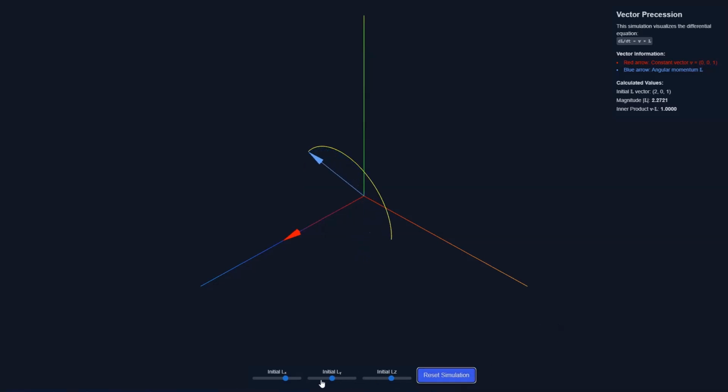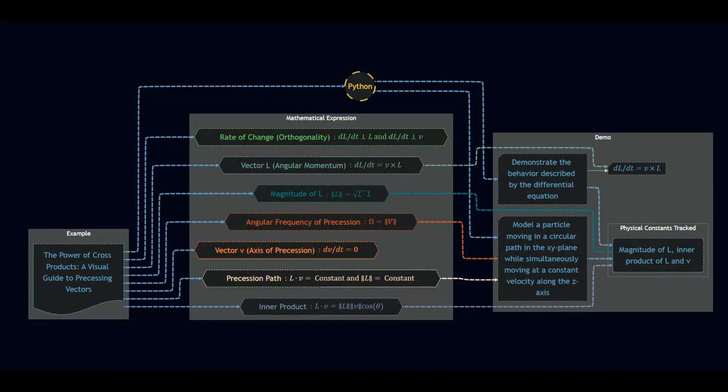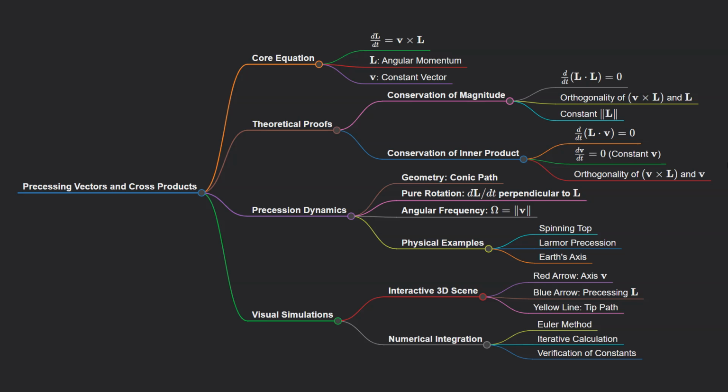Throughout this motion, two specific properties remain entirely unchanging. Firstly, because the direction of change is always at a right angle to the vector, the length of the vector remains constant. It does not grow or shrink as it moves. Secondly, the projection of the vector onto the fixed axis is conserved, which means the angle between the moving vector and its central axis never alters.